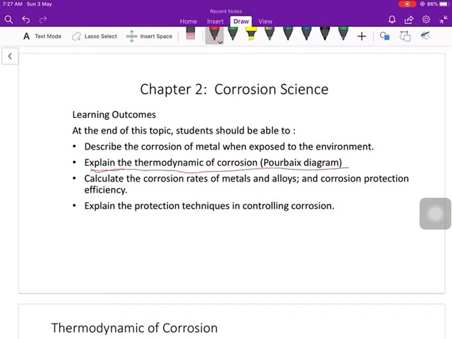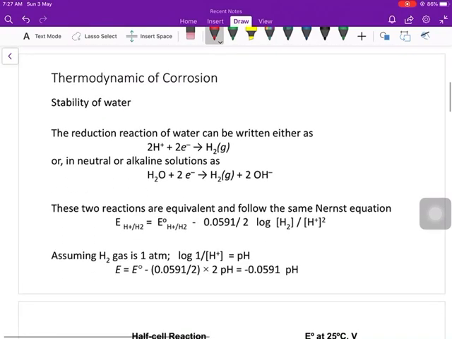For today, I'm going to explain the thermodynamics of corrosion. This is the diagram. At the end of this topic, you will know about this Pourbaix diagram. So, thermodynamics of corrosion. First, you are going to construct a stability diagram of water.